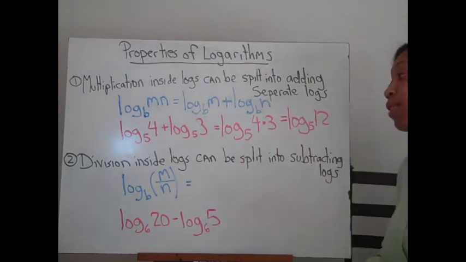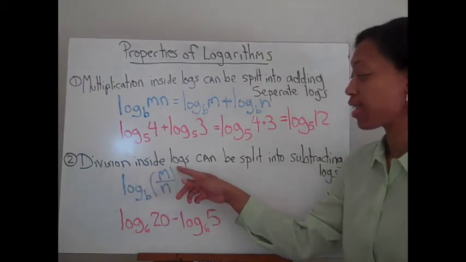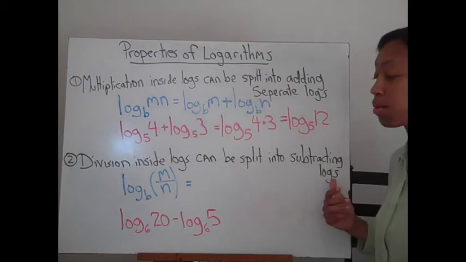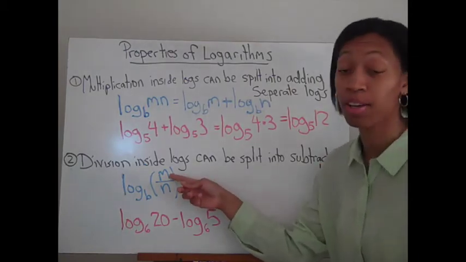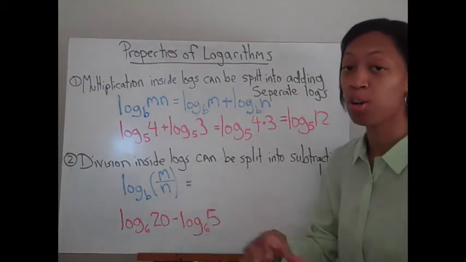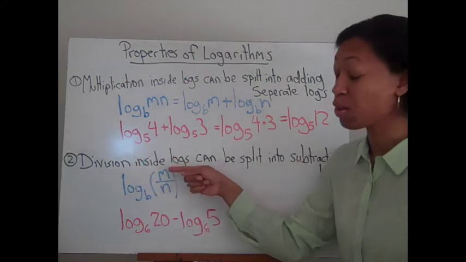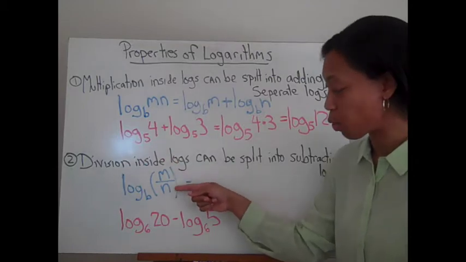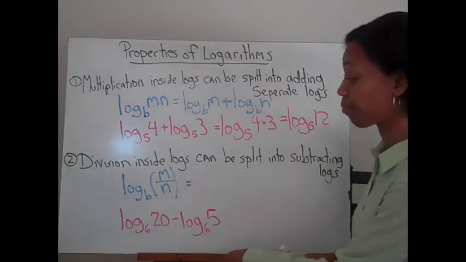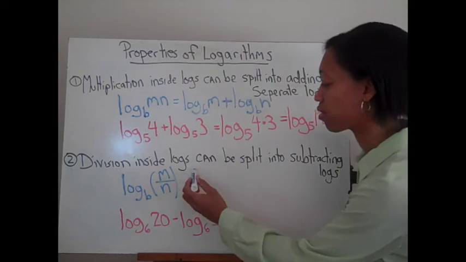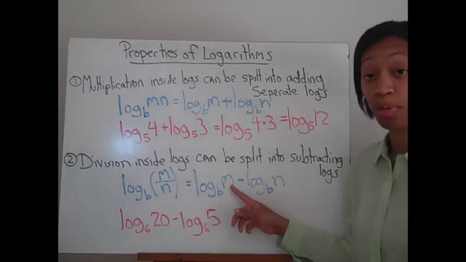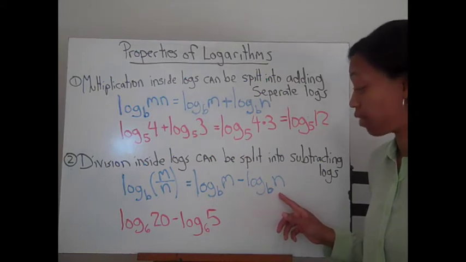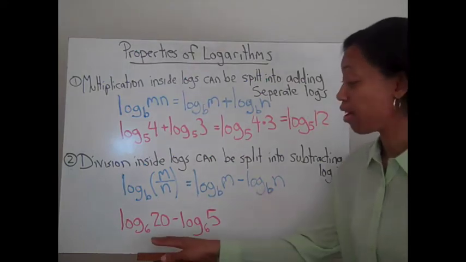Alright, so the next rule is that if we have division inside the logs, that can be split into subtracting. So we can subtract 2 separate logs. So now we have an m on top and an n on bottom. We're going to split those up, and it's the one on top, log base b of m, minus the one on bottom. So my general rule is the one on top, the log base b of m, minus the log base b of n.